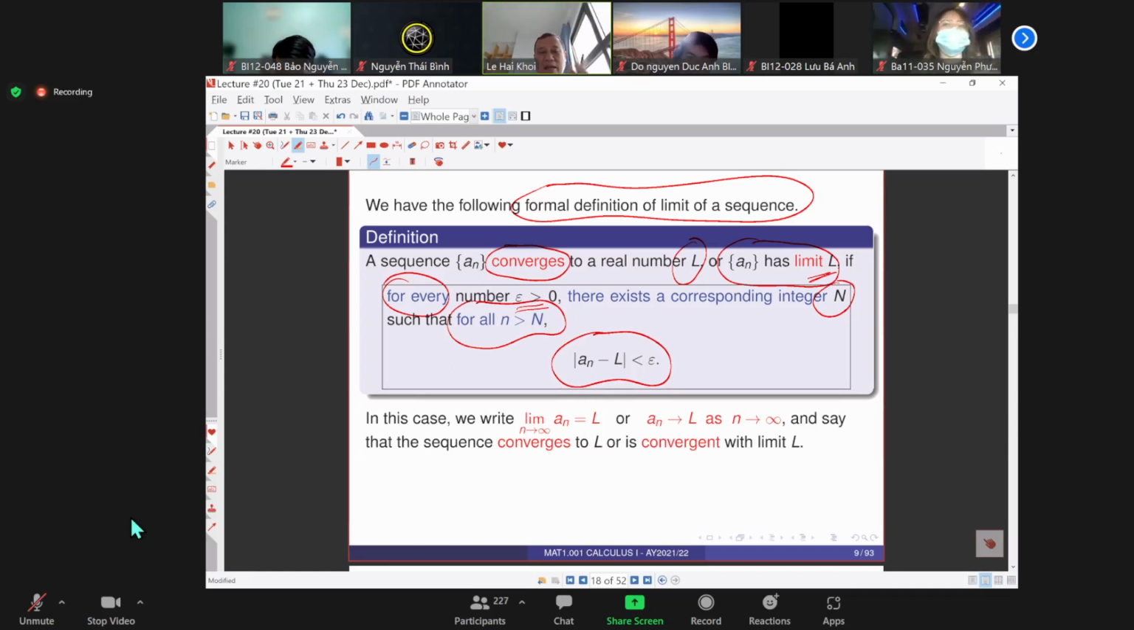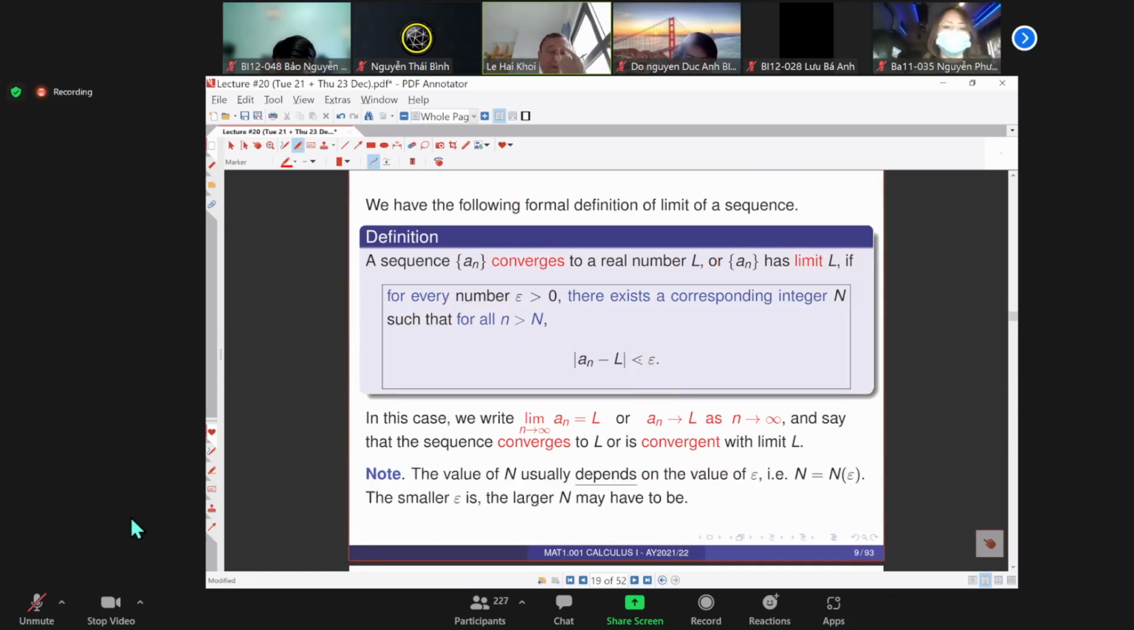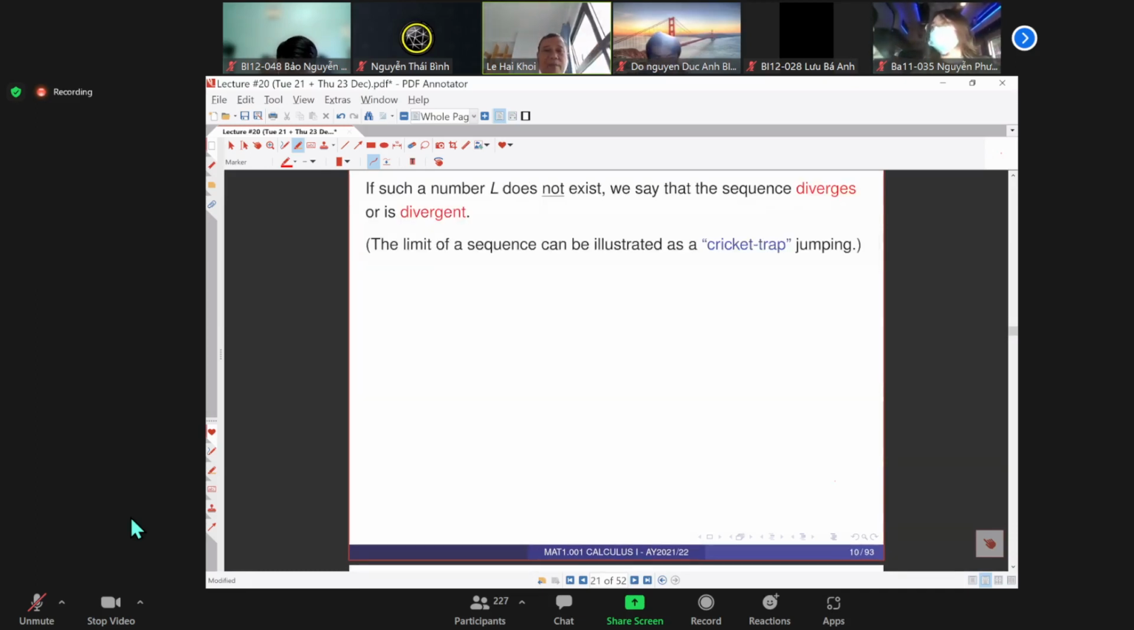Đấy là cái định nghĩa mà các em tôi nghĩ là các em đã học ở phổ thông và hôm nay tôi nhắc lại. Và nhớ là N depending on epsilon. Ở đây tôi muốn giải thích rõ hơn cái định nghĩa này. If we don't have such an L, then we say that the sequence diverge.